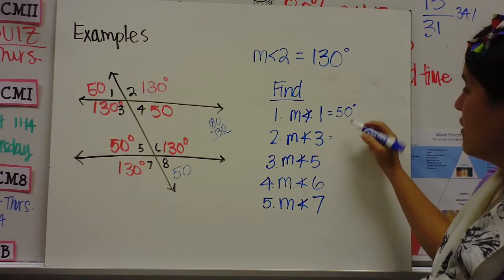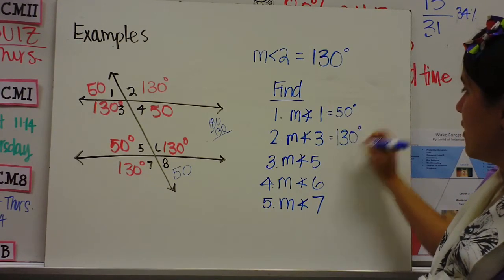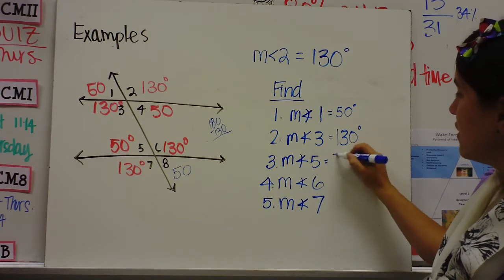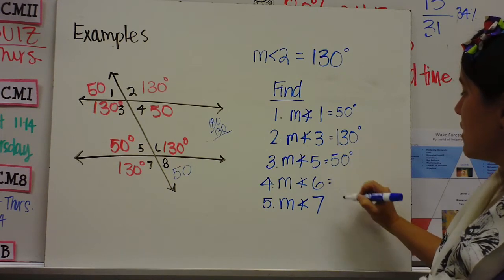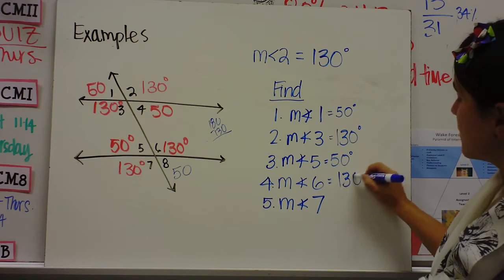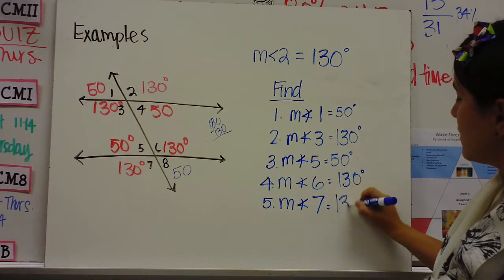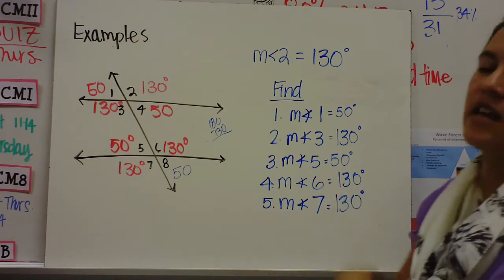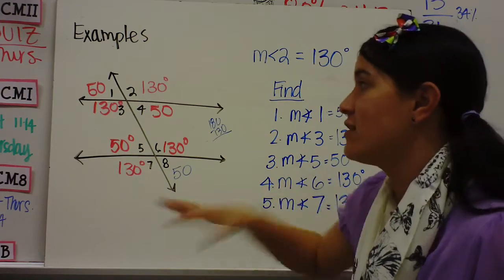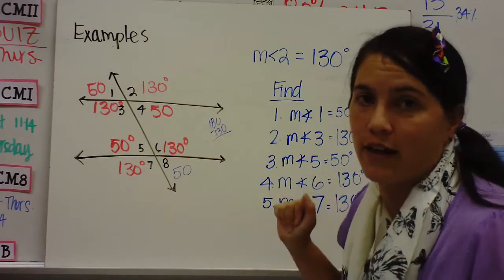Measure of angle 3, 130. Angle 5, 50. 6, 130. And 7, 130. So instead of trying to go to your questions first, I suggest you fill in what you know and then answer your questions.